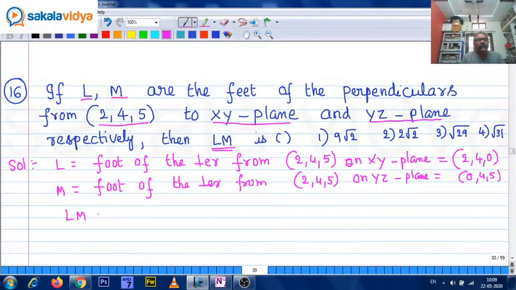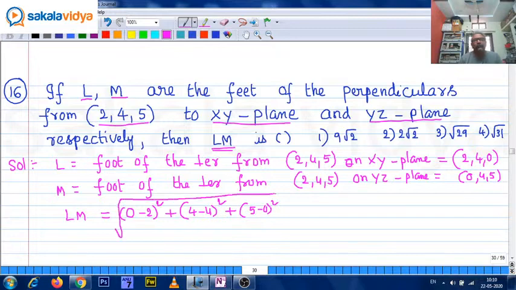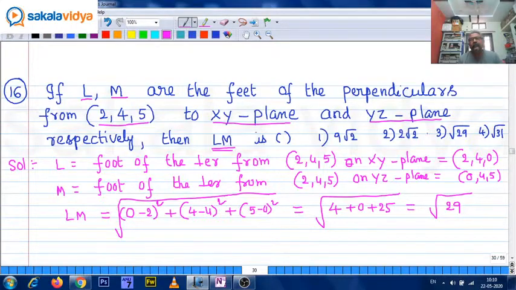LM, distance we need to find out. What is the distance formula? Root of (x2 minus x1) square plus (y2 minus y1) square plus (z2 minus z1) square. 4 minus 4 square plus 5 minus 0 square. This equals to root of 4 plus 0 plus 25. So this equals to root of 29. That means third option is the right option.